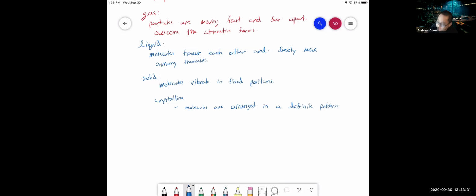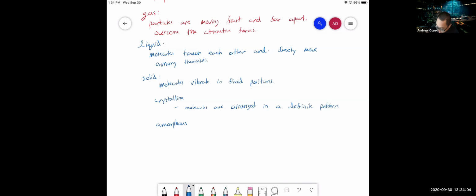So the arrangement is kind of ordered and fixed. Well, not fixed, but like a formal arrangement. A very specific, definite, formal arrangement of how the molecules are packed, like A, B, C, etc. Something like that. And the next is called amorphous solid.